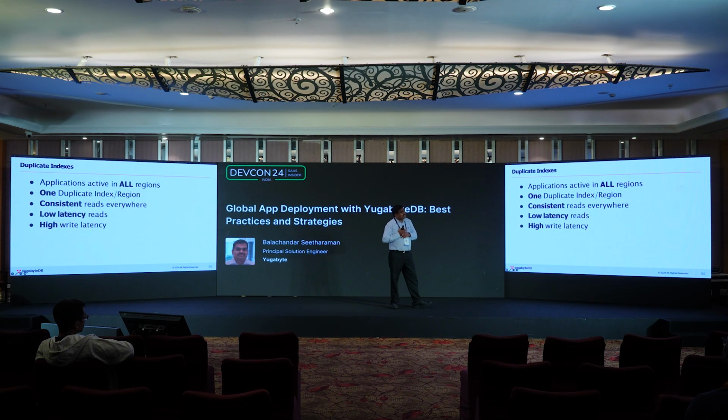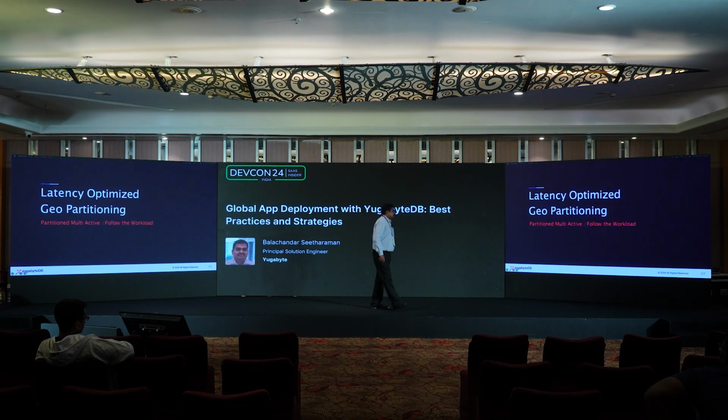So applications are active in all the regions. That means I have US East, West, South, all the 3 places. Only one duplicate index is recommended, not many. Again, consistent reads and low latency reads, with a high read rate, is okay for you, right? Because it is a read intensive application, this is a perfect pattern, we can go for it.